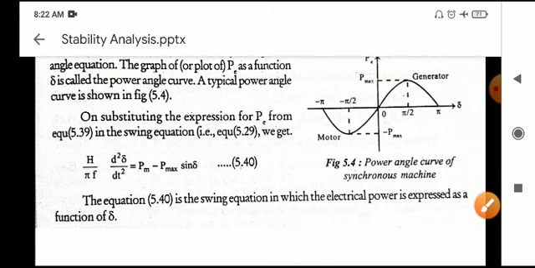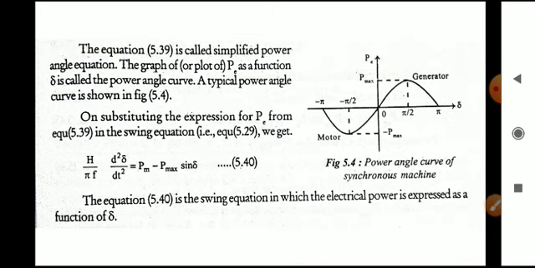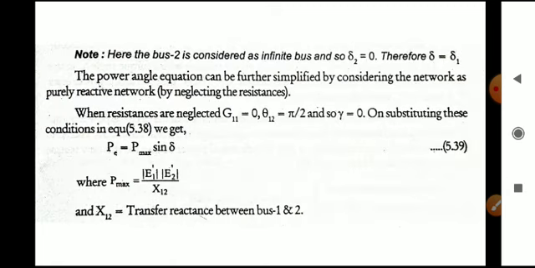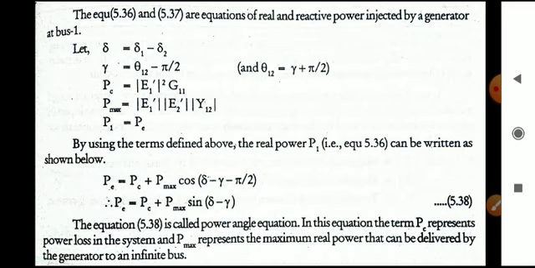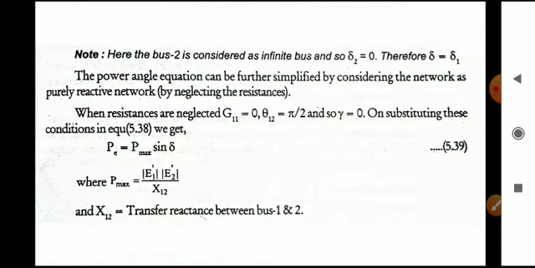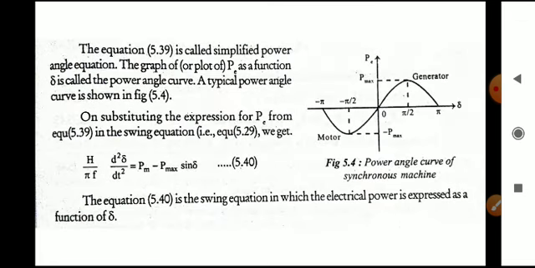I hope all of you understand the portion well. Here we have derived the power angle equation as P is equal to Pc plus P max into sine delta minus gamma, and it can be further simplified as P is equal to P max into sine delta. If we substitute that in the swing equation, it becomes H by pi f into d square delta by dt square is equal to Pm minus P max into sine delta. That is the derivation. I hope all of you understand well. So thank you.